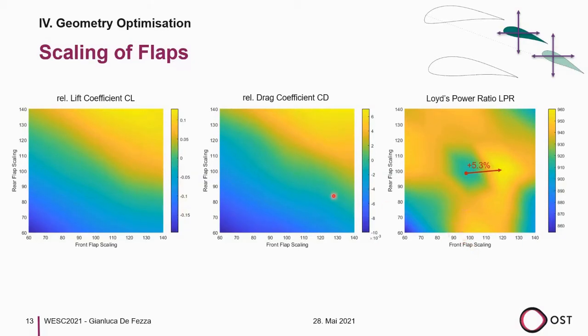And so we recognized with the simulations that it is most beneficial when we increase the front flap scale to around 120%, and we change the rear flap to more or less 102%. So we have an increase in LPR of around 5.3%.